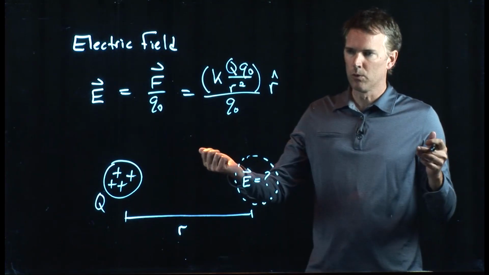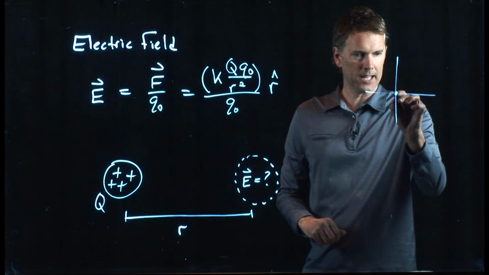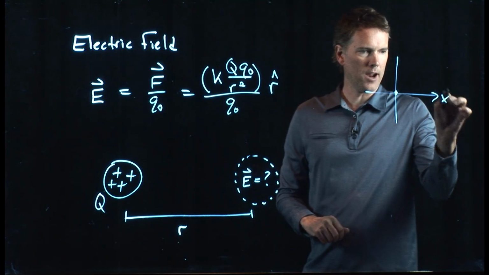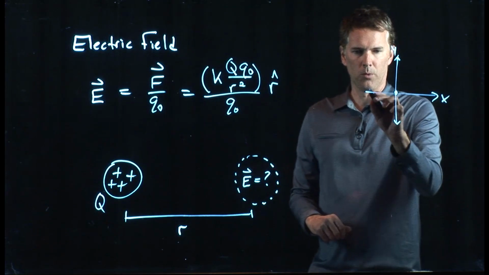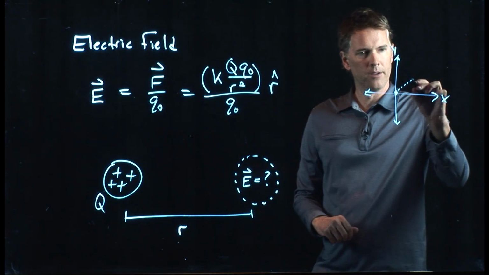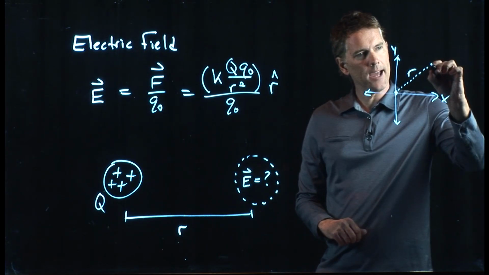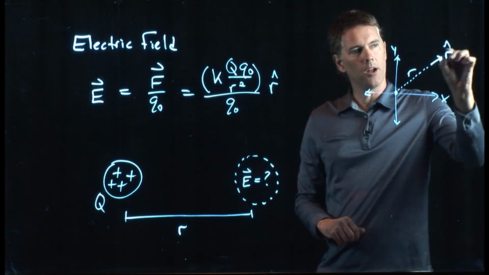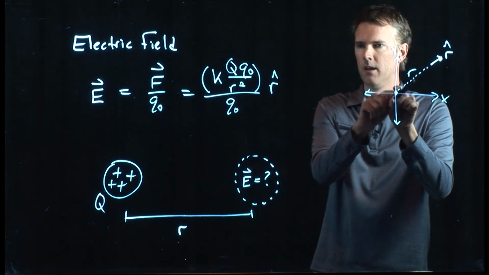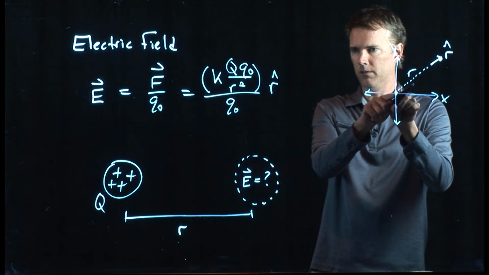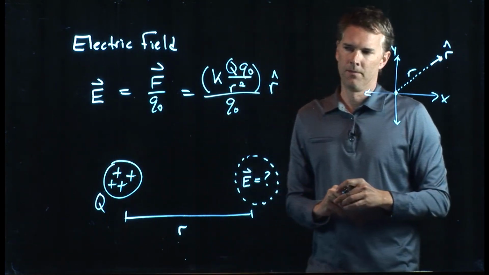That's out radially. So if you have a point charge sitting at the origin, this is our xy coordinate system. Remember, we talked about polar coordinates. R is along a radius, so r hat is a radial unit vector. It's pointing away from the origin in this case. It would be pointing away from the charge.